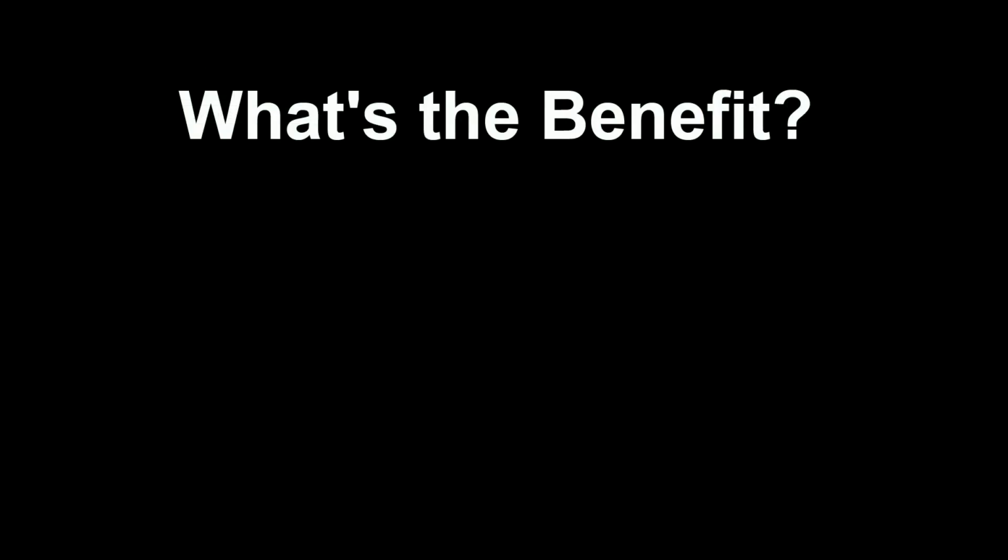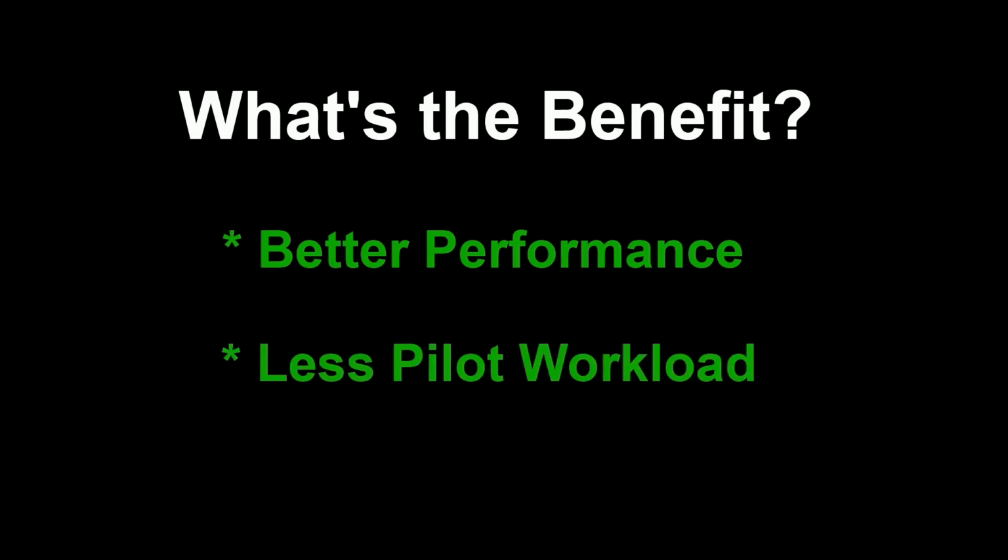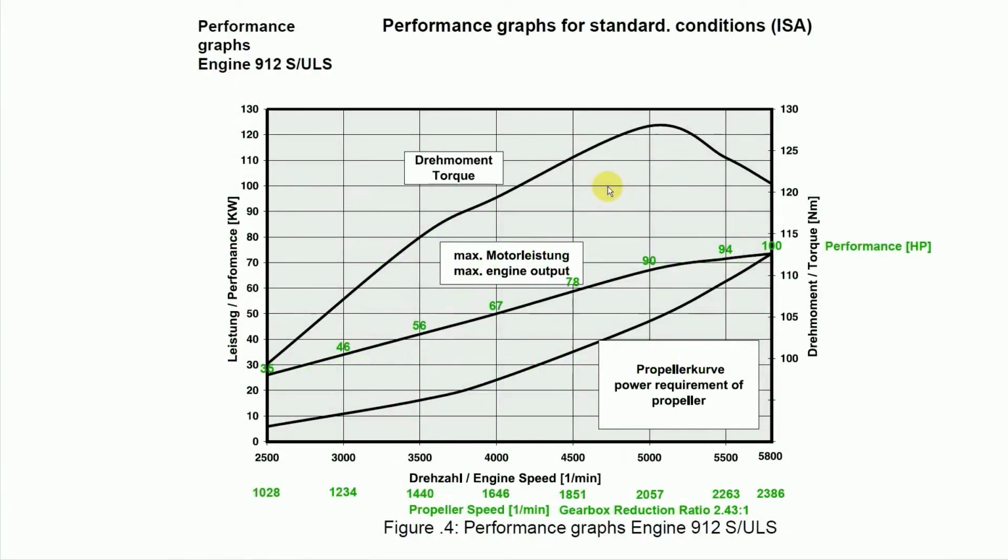Now, a constant speed propeller adds complexity and failure points. So you might ask, what's the benefit? Well, there are actually two benefits: better performance and less pilot workload. To understand the performance aspect, let's take a quick look at the performance graph of the Rotax 912 engine.